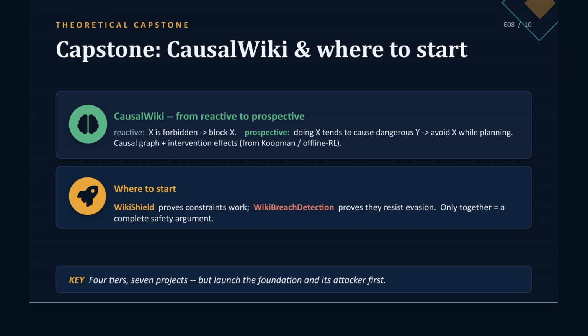Now step back and see the whole map: foundation, extension, hardening, theory. If you start anywhere, start with 2, WikiShield and wiki breach detection. One proves constraints work, the other proves they resist evasion. Only together do they make a complete safety argument.